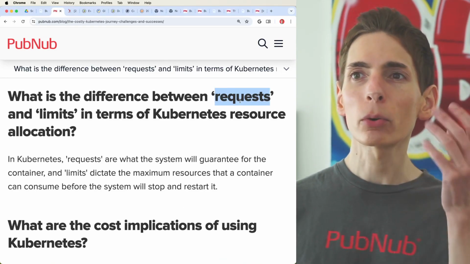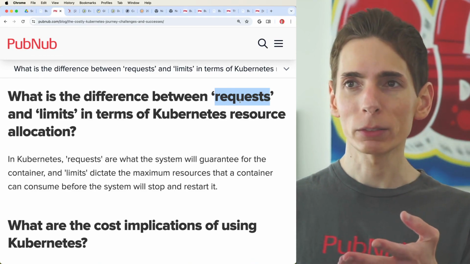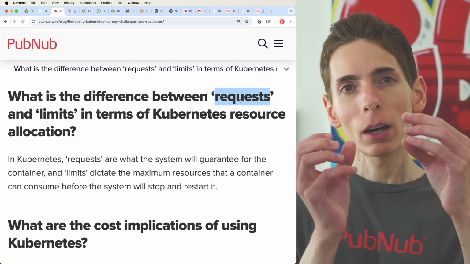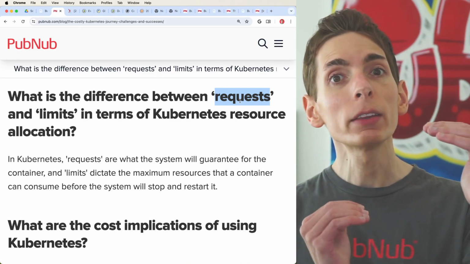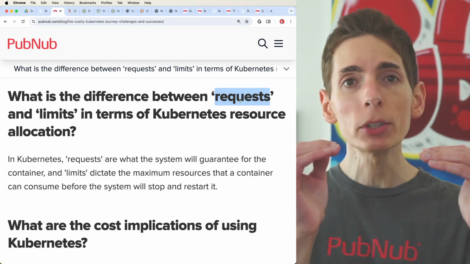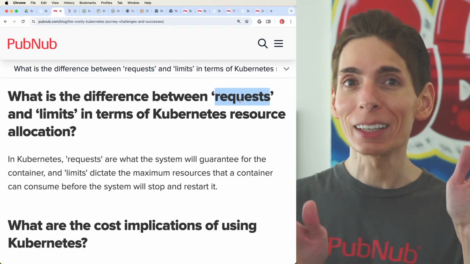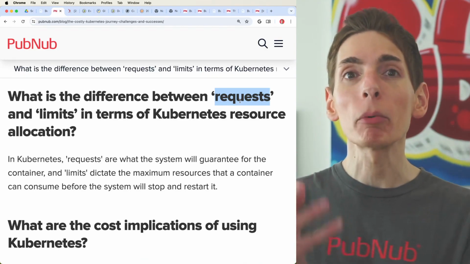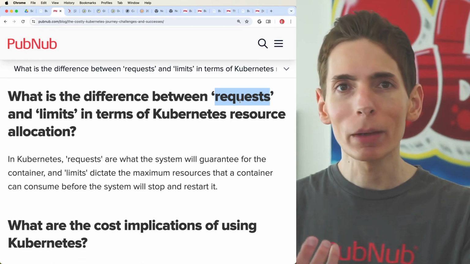YAML configuration parameter in your pod manifest file, right? And in this requests object, you have a CPU and memory setting. You can say that you want to request 1 CPU and 10 gigs of RAM. That's a lot of RAM. You probably don't need 10 gigs of RAM. You might need something like a couple hundred megabytes of RAM. So say 1 CPU and a couple hundred megabytes of RAM.